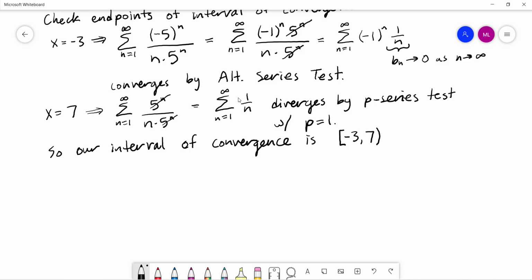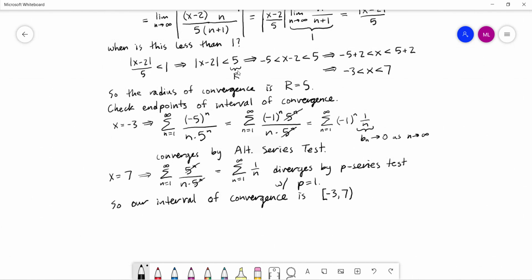So our radius of convergence was 5, and our interval of convergence is from -3 to 7, inclusive of the -3, exclusive of the 7. So this is the idea. This is how we will check the endpoints, and oftentimes it'll boil down to a test that looks very similar to the one that we just did here. You'll see something that looks like this a lot.